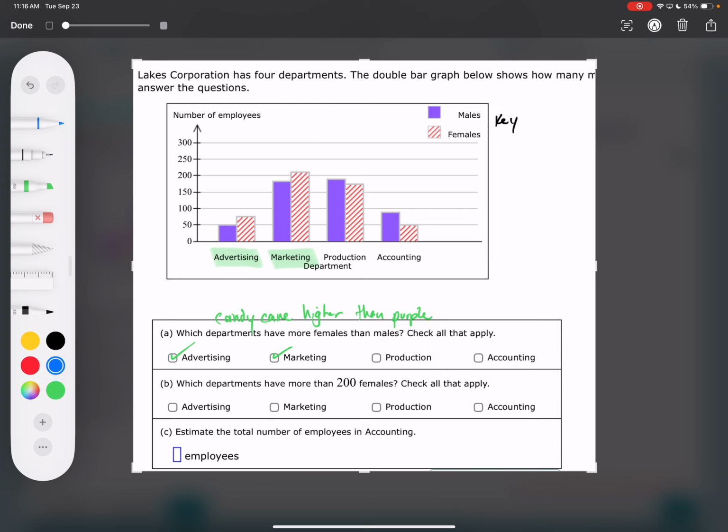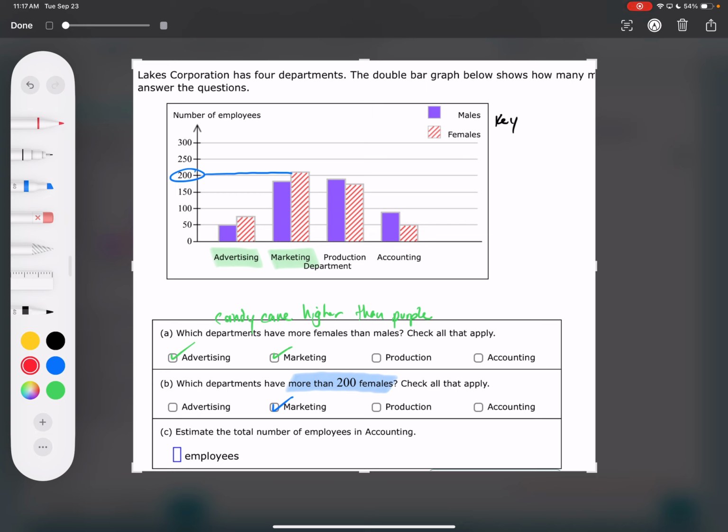All right. Next one, which departments have more than 200 females? So again, you've got to find your keywords here. More than 200. I guess we need the females here too, because that tells us which graph to look at. So 200 is right here. Anything higher than that, a candy cane one higher than that, it would only be this one right here. It'd be only marketing.